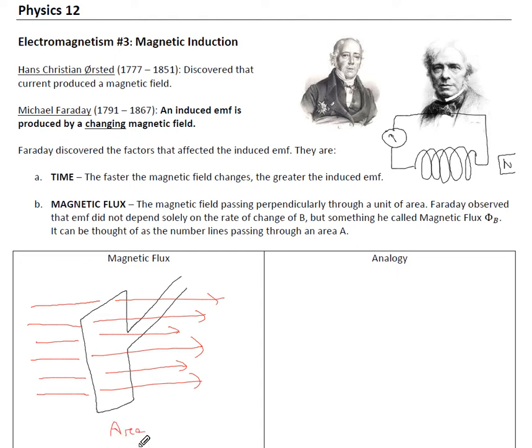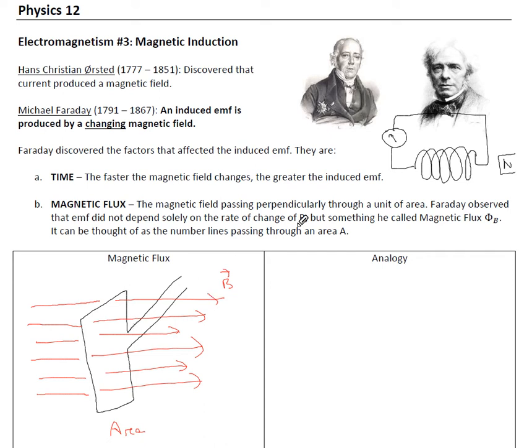So flux is based on how much area there's going to be and the strength of the magnetic field. That's what we call magnetic flux, the magnetic field passing perpendicularly through a unit of area. Faraday observed that EMF did not depend solely on the rate of change of B, but on something called magnetic flux. And similar to the electric field, we think of these lines. The more dense these lines are together, the greater the magnetic field.